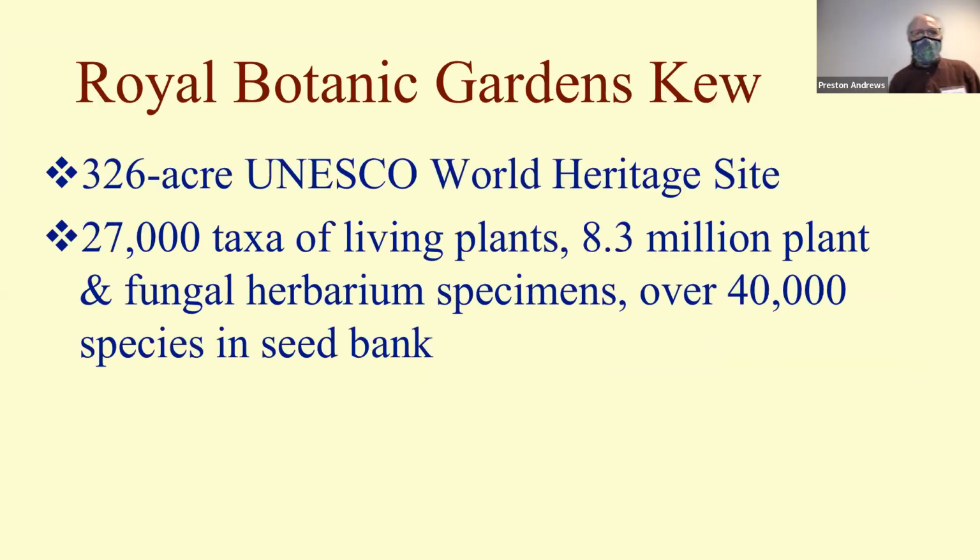So a little bit about Royal Botanic Gardens Kew. It's a 326-acre UNESCO World Heritage Site just north of London, a little part of town called Richmond. It has an amazing plant collection, 27,000 taxa of living plants, 8.3 million plant and fungal herbarium specimens, over 40,000 species in its seed bank. And William Hooker became the director of this.